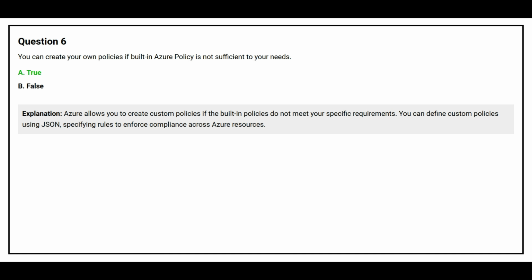Azure allows you to create custom policies if the built-in policies do not meet your specific requirements. You can define custom policies using JSON, specifying rules to enforce compliance across Azure resources.